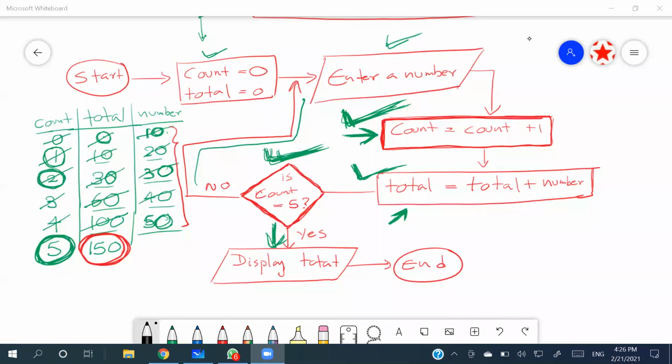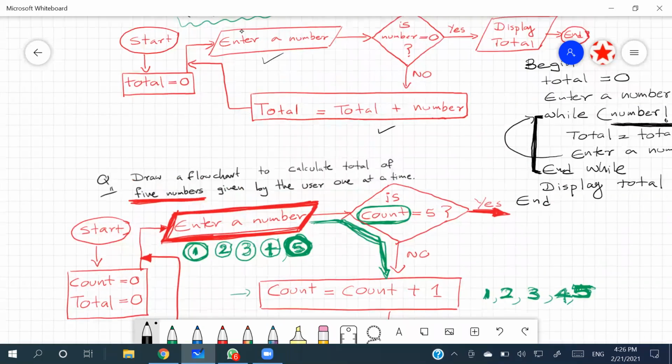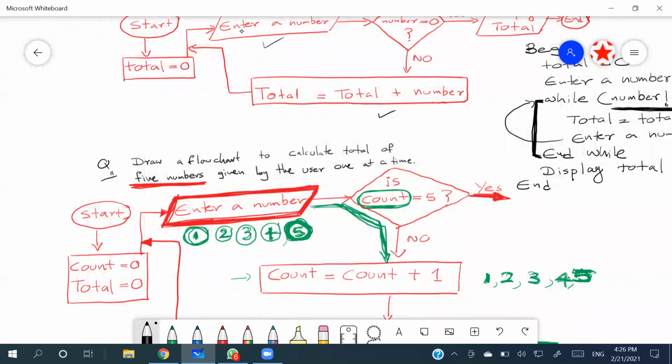We have to display, Sarah. Right, like it says draw a flowchart to calculate the total of 5 numbers given by the user at one time. It's better you display. I haven't mentioned it on the question either. Draw a flowchart to calculate the total of 5 numbers and display. It's better we have the display part in here, given by the user one at a time.